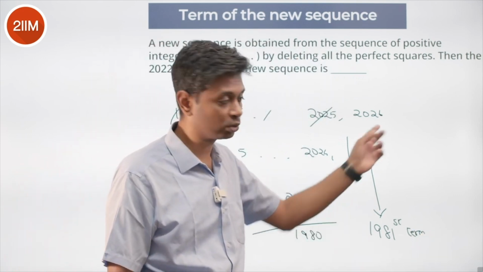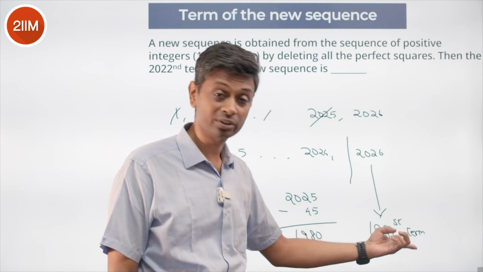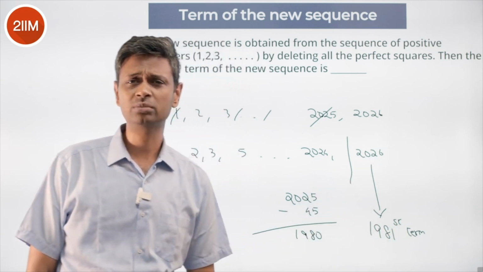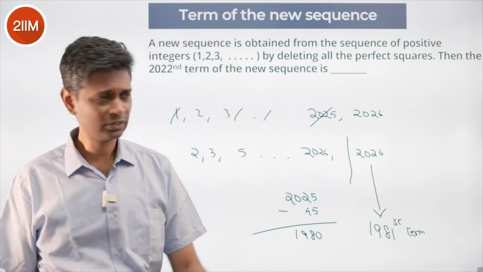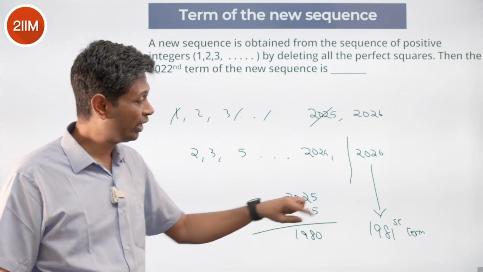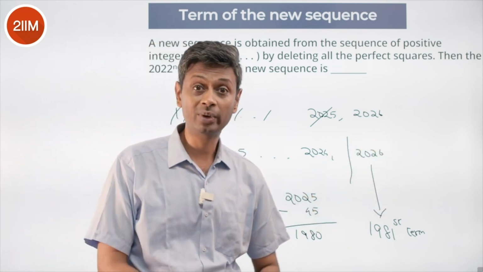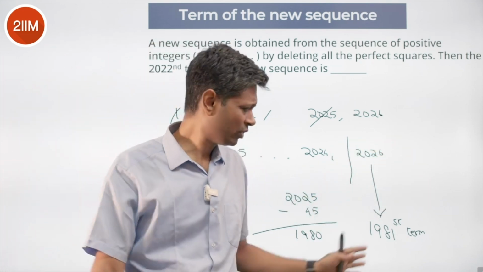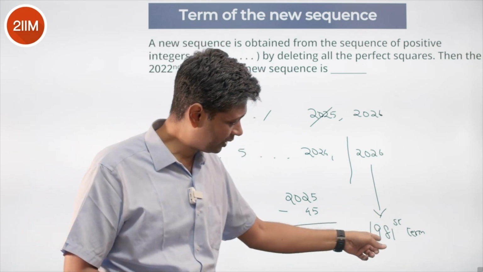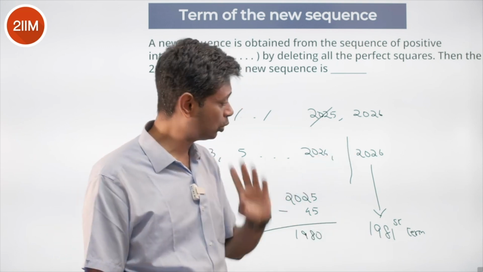The 1982nd term is 2027. The 1983rd term is 2028. The 1984th term is 2029 and so on. From here till 2022, I won't get the next square. 46 square is far away. After 45 square, I'm not finding anything else. So the 1981st term is 2026.